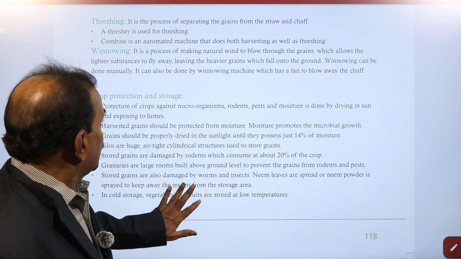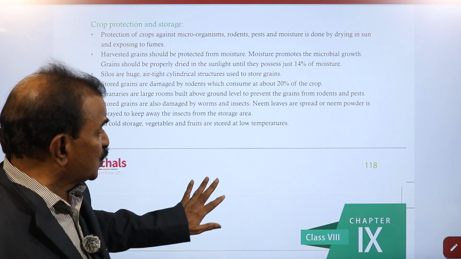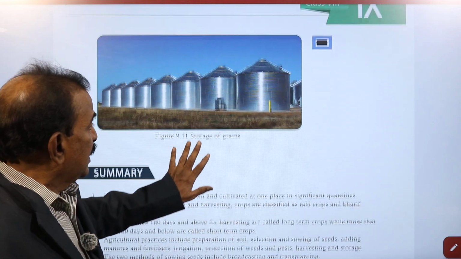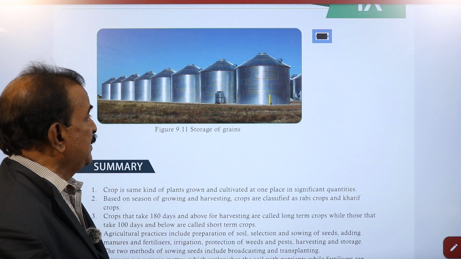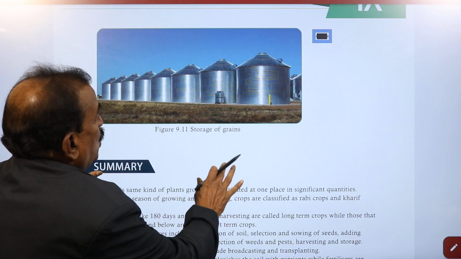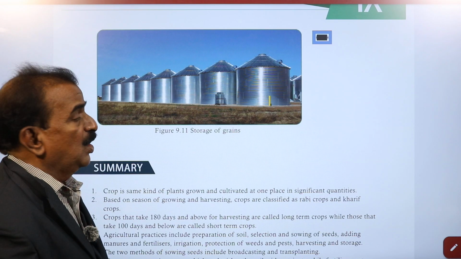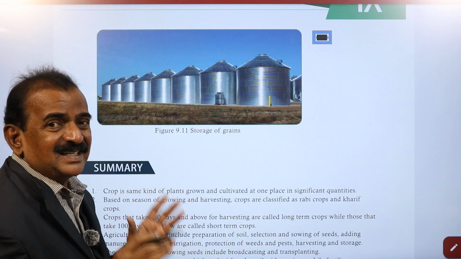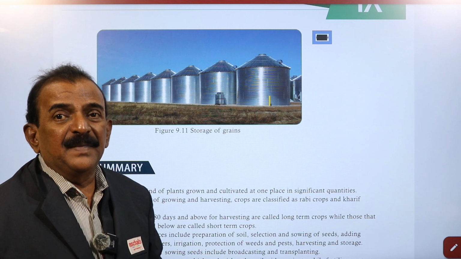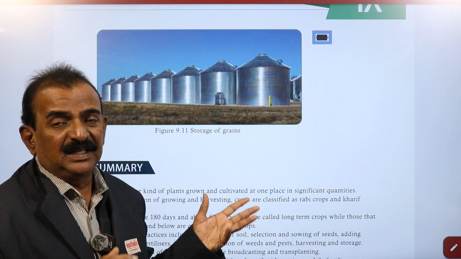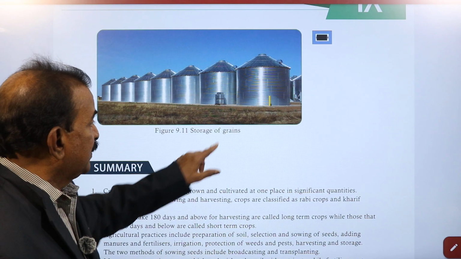And we discussed how to protect the crops and also storage. And now you are observing a big storage structure, figure number 9.11, and there you see storage of grains. So these are silos, and these structures are useful to store food grain for a longer duration. These structures are mainly useful to store food grains.